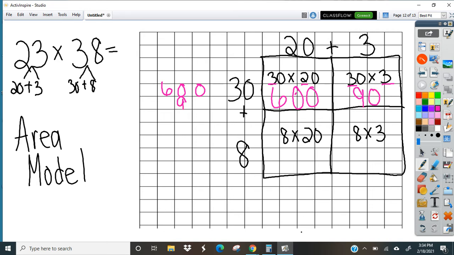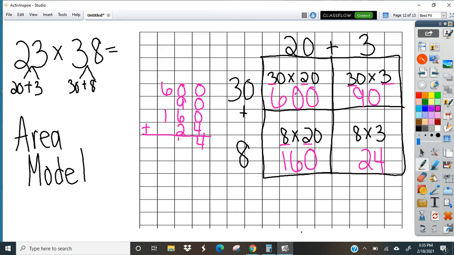I have them use the graph paper also because it helps them to line up their numbers. So down here, my basic fact is 8 times 2, which is 16. But I'm actually doing 8 times 20, so I need that 0 for the tens. So 160. And then 8 times 3 is 24. And then once they get those, they're going to total those all up.